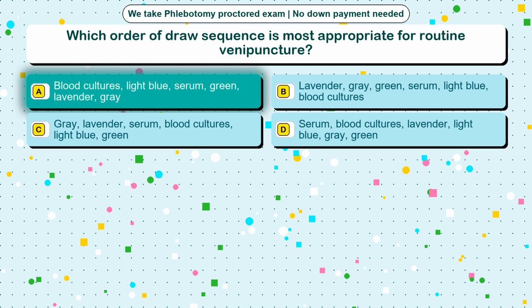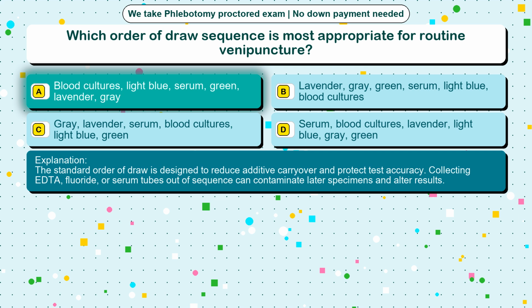Blood cultures, light blue, serum, green, lavender, gray. The standard order of draw is designed to reduce additive carryover and protect test accuracy.